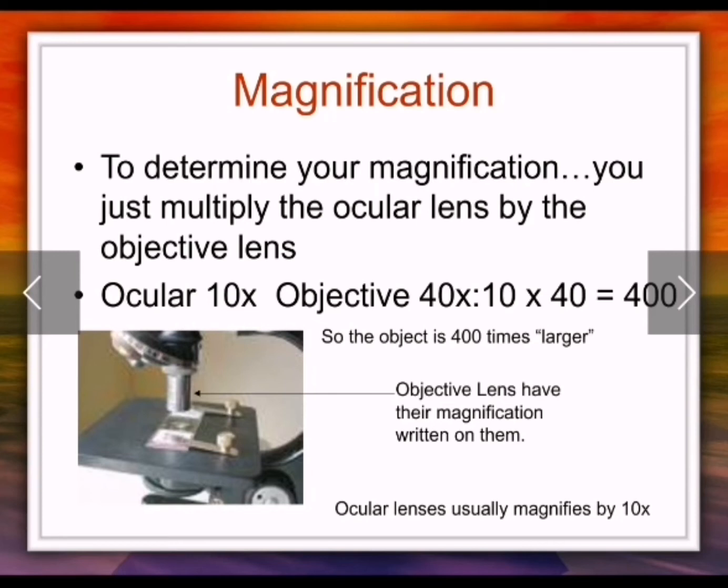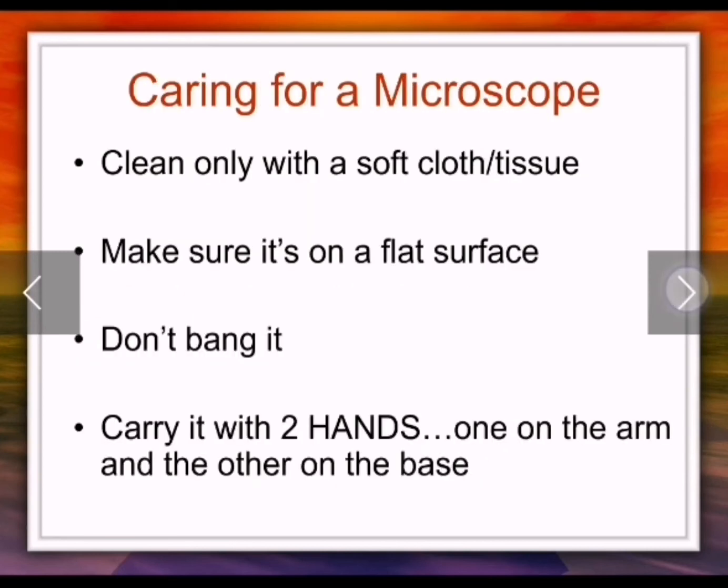To determine the magnification, you must multiply the ocular lens by the objective lens. The ocular is 10 times magnifying, and the objective is 40 times magnifying. So 10 times 40 is 400 magnification power. So the specimen is 400 times larger. The objective lenses have their magnification written on them. So we have here 10x, 40x, 100x, and 5x, the smallest one. The ocular lens usually magnifies by 10x.